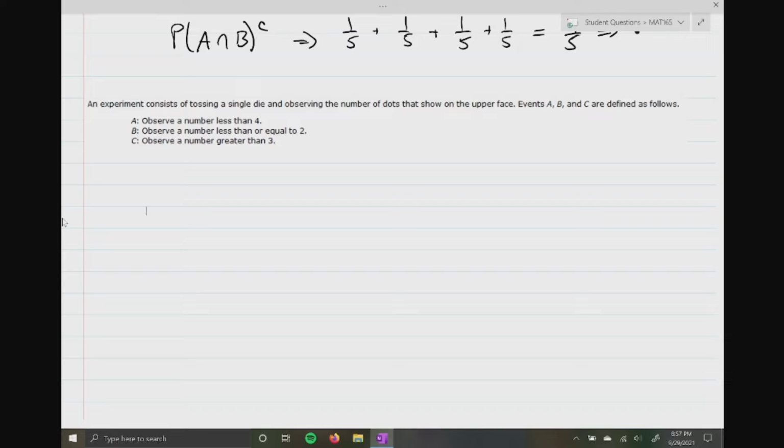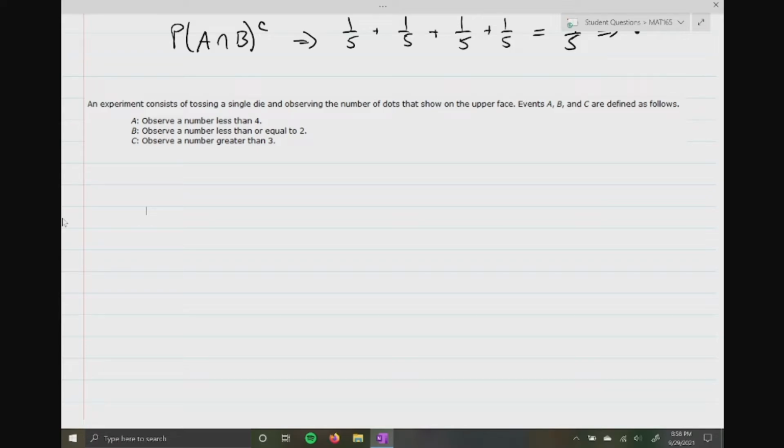All right, so here's our next question. An experiment consists of tossing a single die and observing the number of dots that show on the upper face. So we have events A, B, and C defined as below. A is observing a number less than 4. B is observing a number less than or equal to 2. And C is observing a number that is greater than 3.